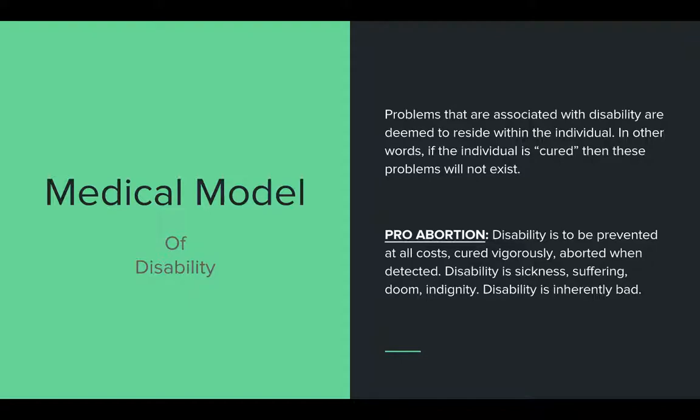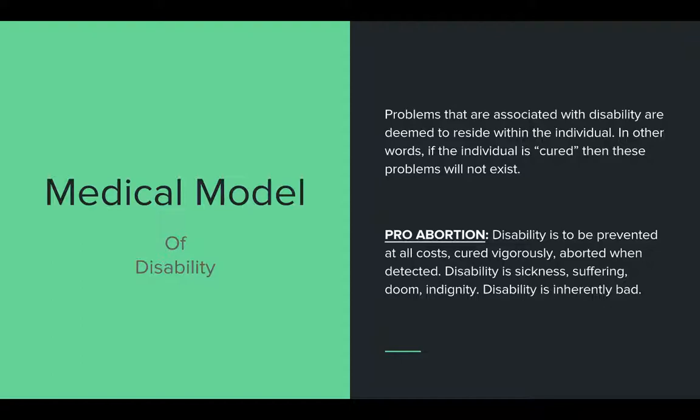When deciphering whether or not selective abortion with babies diagnosed with Down syndrome in utero is just, several models of disabilities are used. The medical model states that problems faced by people with disabilities are caused by their impairments, with impairment being viewed as a negative health concept along with diseases, disorders, maladies, and so on. In other words, the problems that are associated with a disability are deemed to reside within the individual. If the individual is cured, then these problems will not exist.